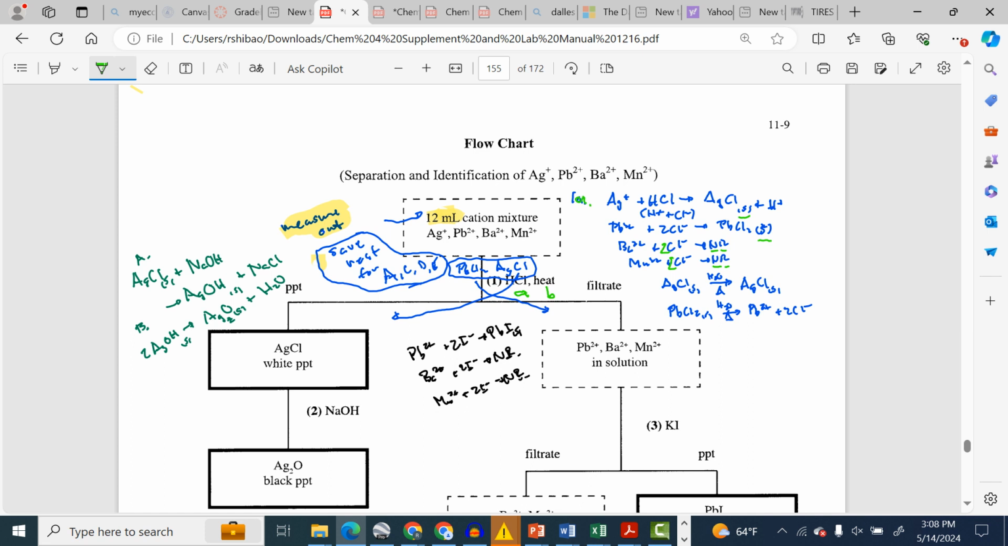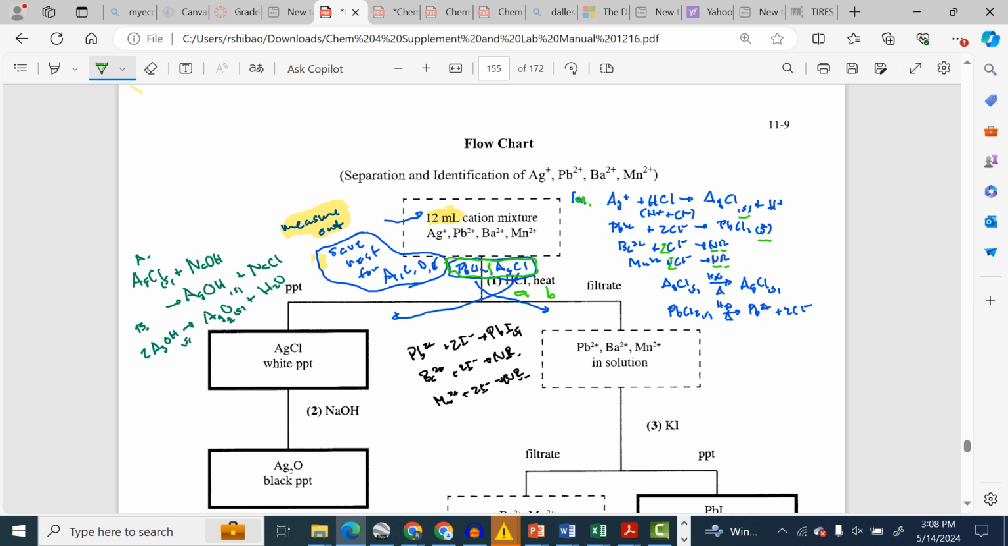So this is part A. In part A, what we're going to do is generate a precipitate. And this is the precipitate here. It's going to be a mix of lead 2 chloride and silver chloride. The problem with this mixture is both of them look the same. Lead 2 chloride is a white precipitate. Silver chloride is a white precipitate. And so how can you tell the difference?